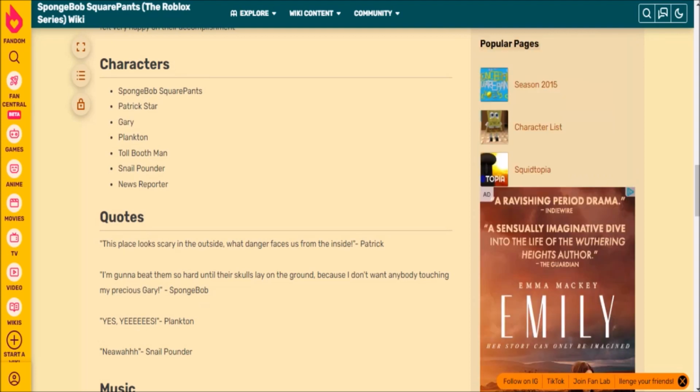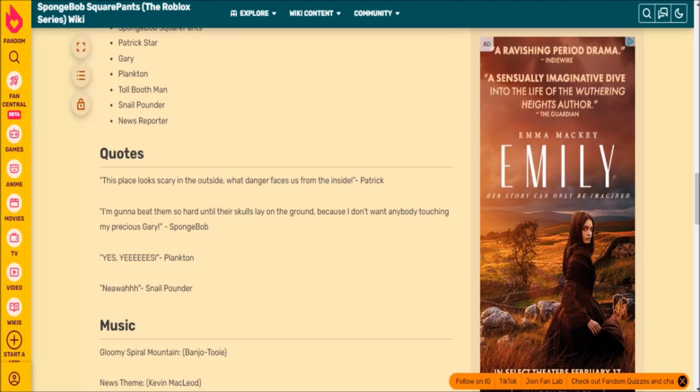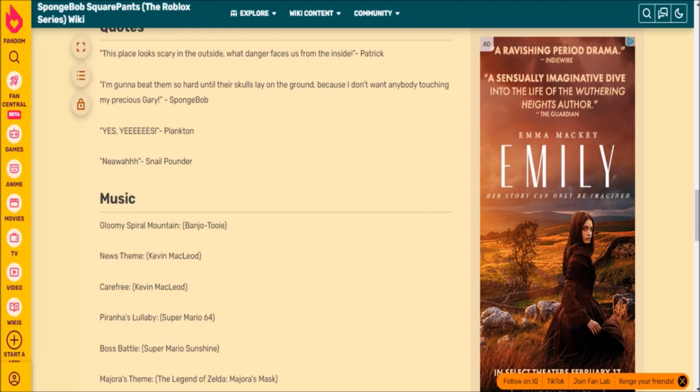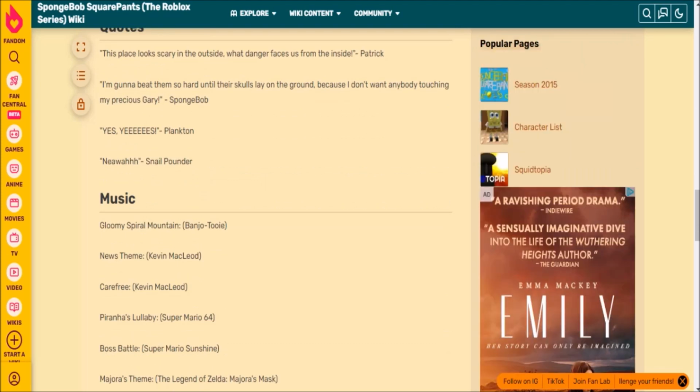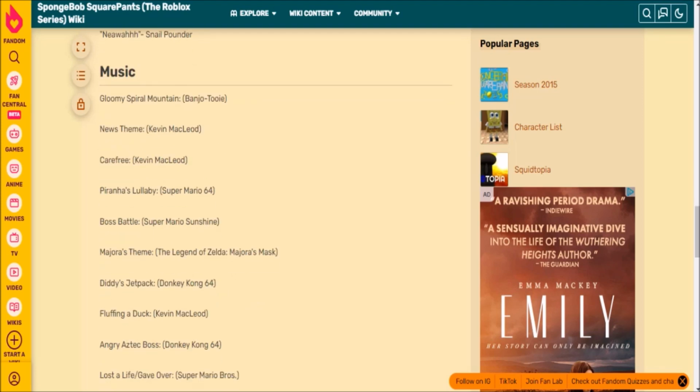Quotes: SpongeBob: "This place looks scary on the outside. What danger faces us from the inside?" Patrick: "I'm gonna beat them so hard until their skulls lay on the ground because I don't want anybody touching my precious Gary." SpongeBob: "Yes, yes." Plankton: "Nya." Snail Pounder: "Okay."